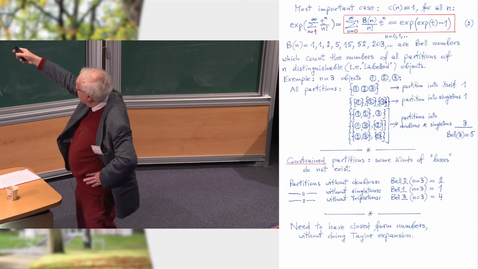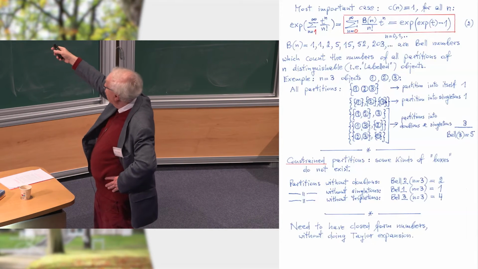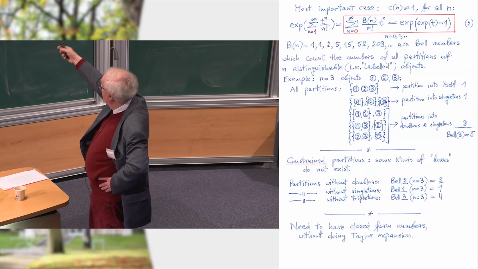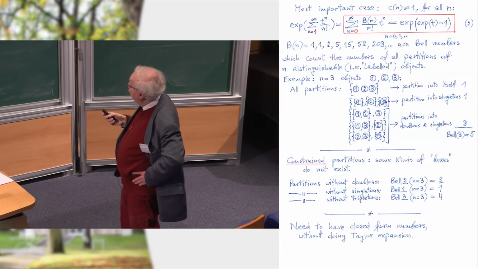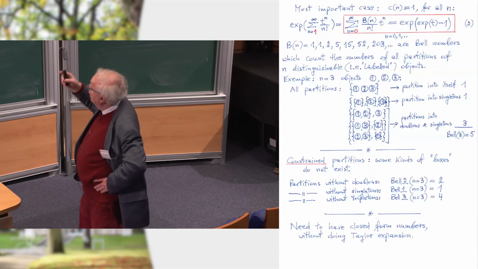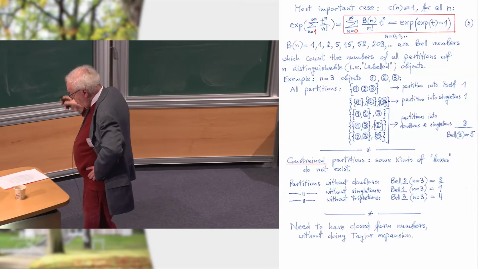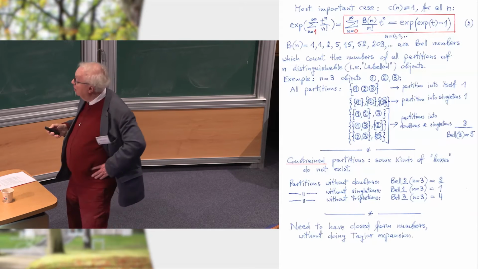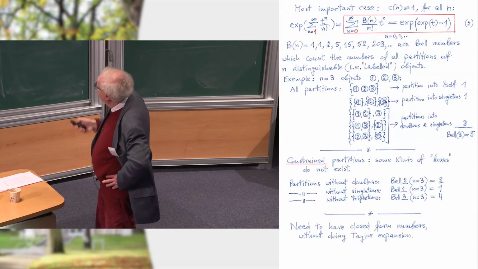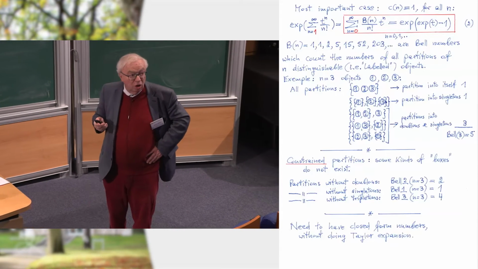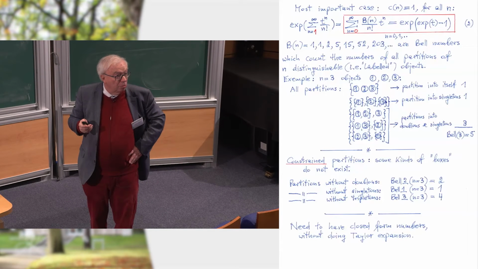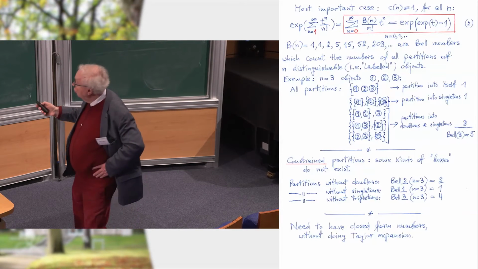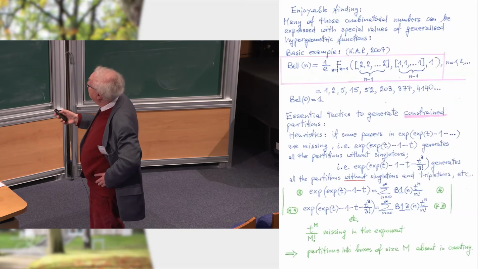And the partition number without singletons is equal to 1. And without tripletons, equal to 4. Now, we have analytic and closed form formulas for Bell numbers in a very convenient way. So one would be happy to have also closed formulas for restricted partitions. But I will explain how it is done.